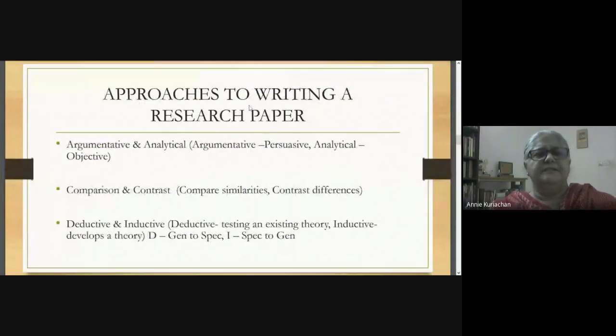So here are the approaches when we start writing our research paper. There are various approaches to writing a research paper. We can either have the argumentative approach, where we are persuading or trying to convince our reviewers or our readers about our particular point of view. So it becomes persuasive. We need to persuade or convince another person about our particular insight. And that is the argumentative essay. You take a stand and you argue in favor of or against that stand. You are trying to convince your readers.